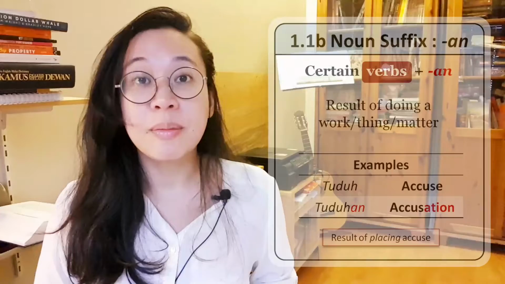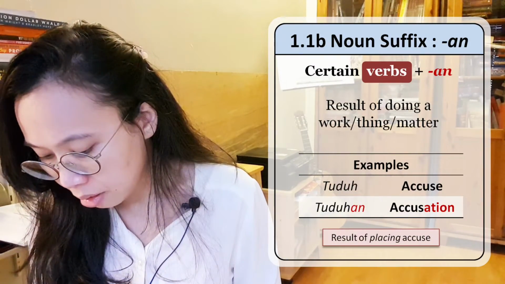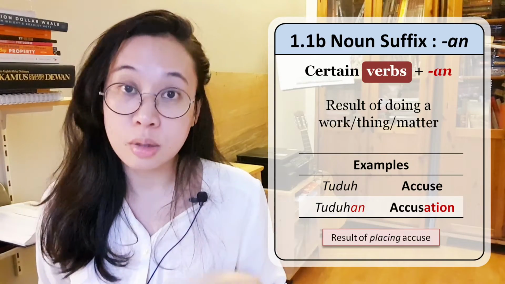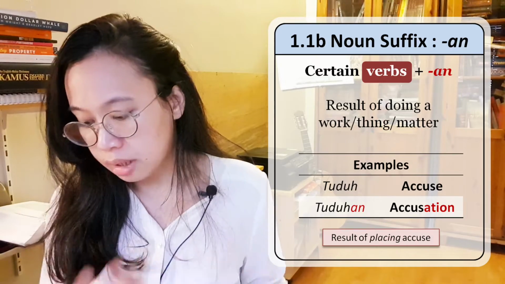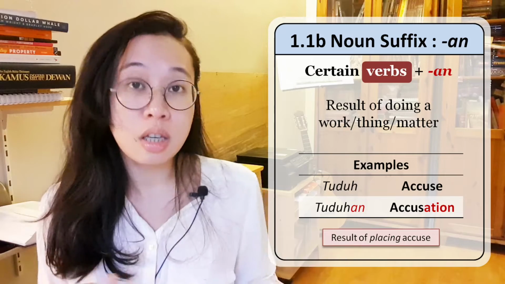And that was noun plus an. And now we have verb plus an. Verb plus an becomes the result of something. Like tuduh. Tuduh is to accuse. Tuduhan is an accusation, the result of accusing. Tuduh, tuduhan. Accuse, accusation.